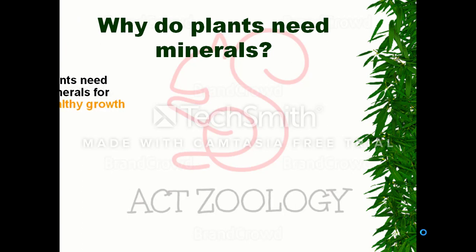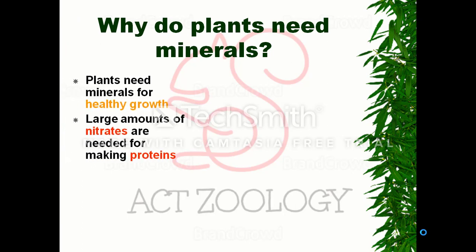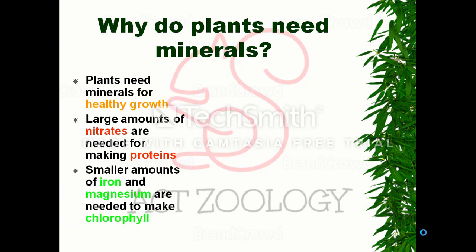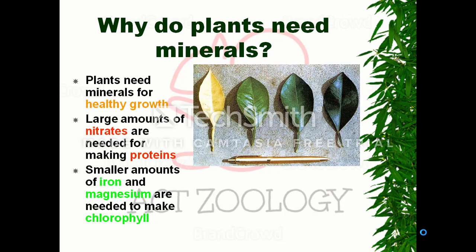Why do plants need minerals? The plant needs minerals for the healthy growth of the different body parts. Large amounts of nitrates are needed for the making of protein. Smaller amounts of iron and magnesium are also useful to make the chlorophyll molecule, which is useful in the process of photosynthesis. So these are the different types of leaves showing varying amounts of magnesium deficiency.